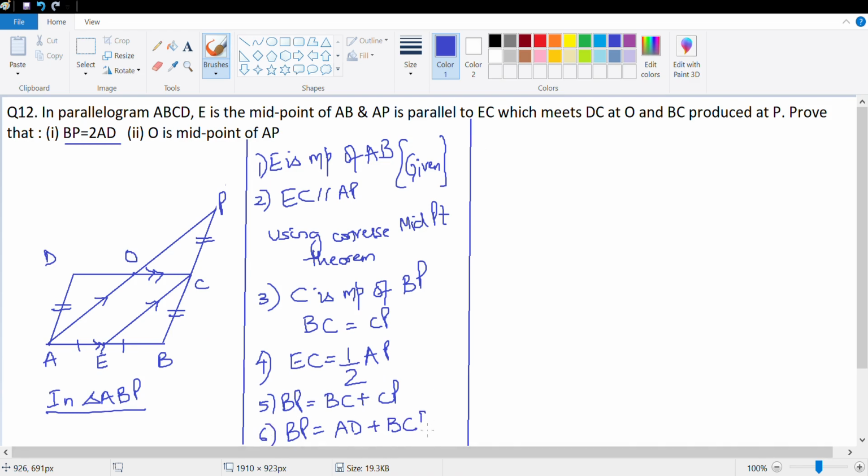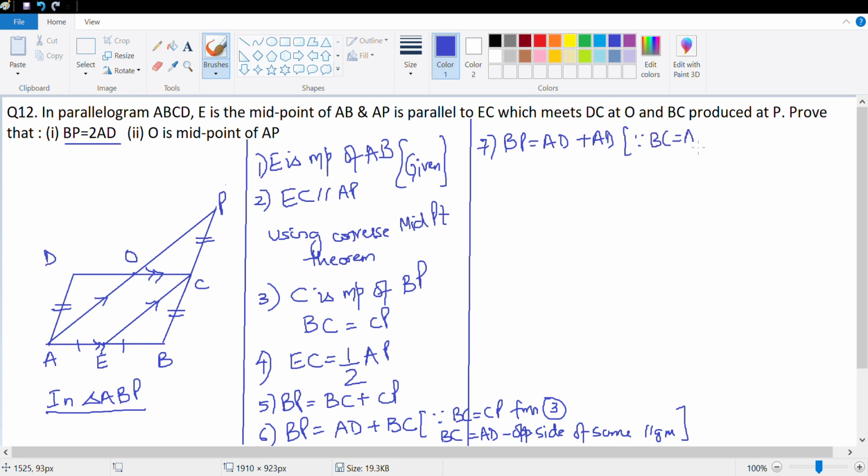The reason would be since BC is equal to CP from 3 and BC is equal to AD. Why? Opposite sides of the same parallelogram. I think I should have left more space. Anyway, doesn't matter if you've got the reason correct. So which means number 7, BP is equal to AD plus AD. Why? Since BC is equal to AD. We just wrote the reason in the last one. So this means BP is equal to 2 times AD. Perfect. So this first part is done.